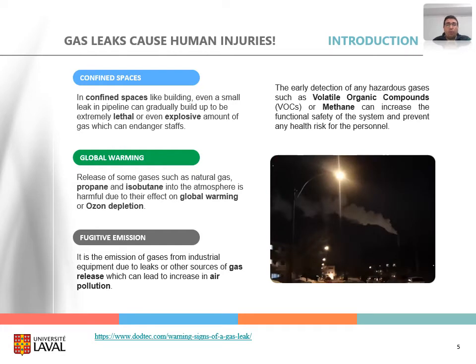Another area is global warming. Release of some gases, such as natural gas or propane, into the atmosphere is harmful due to their effect on global warming. Also, we have fugitive emission. Fugitive emission is the emission of gases from industries' equipment due to the leak or other sources of gas release, which can lead to increase in air pollution. Generally, the early detection of any hazardous gases, such as VOCs or methane, can increase the functional safety of the system and prevent any health risks for the personnel.